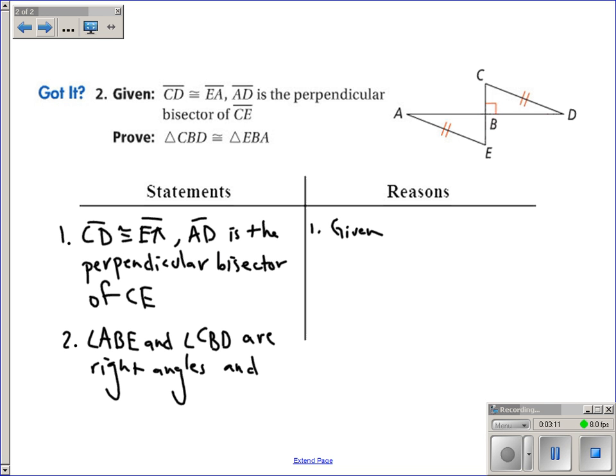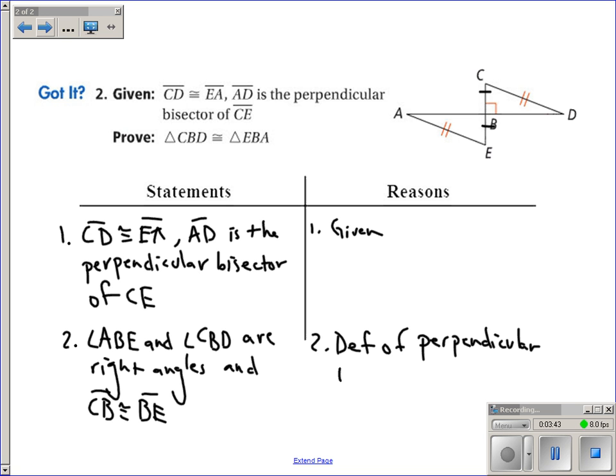Okay, the second thing we know about perpendicular bisectors is that it bisects. Okay, so it cuts CE perfectly in half, and it also means that CB is congruent to BE. Okay, that's the most important part of this proof, and the critical part of that proof is that CB is congruent to BE. And the reason is definition of perpendicular bisector. Okay, so now that I have right triangles and I have a hypotenuse and a leg that are congruent, I can now say that the triangles are congruent. And the reason is the hypotenuse leg theorem. And that's it.